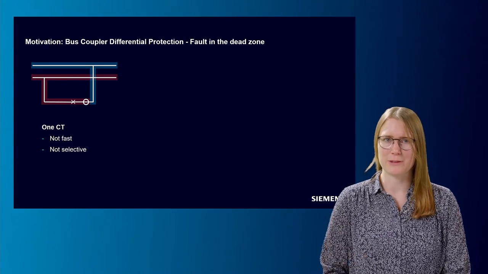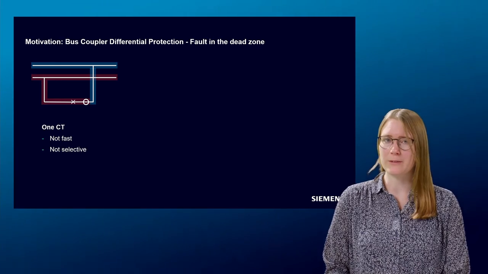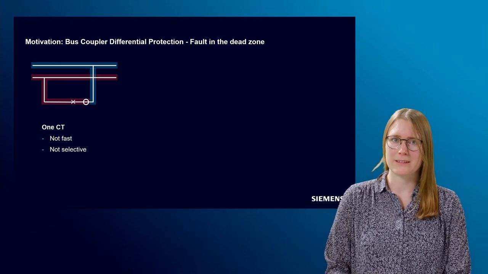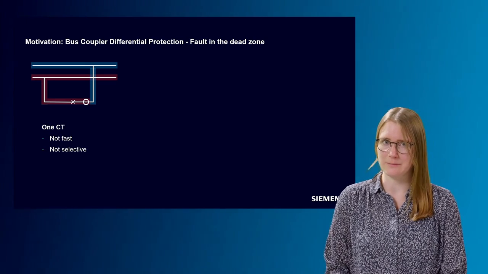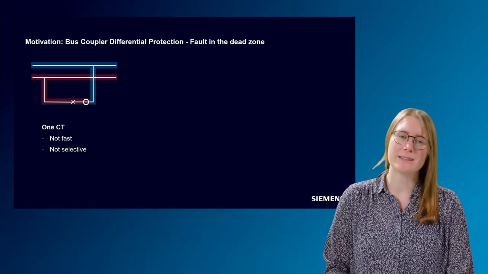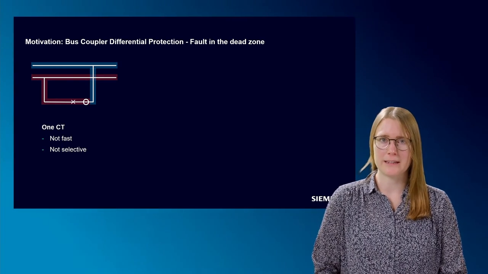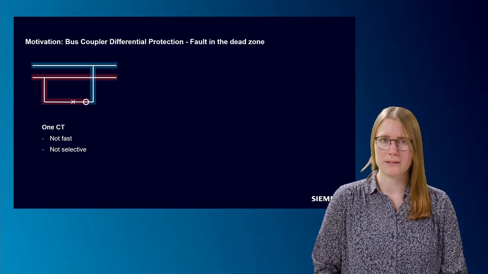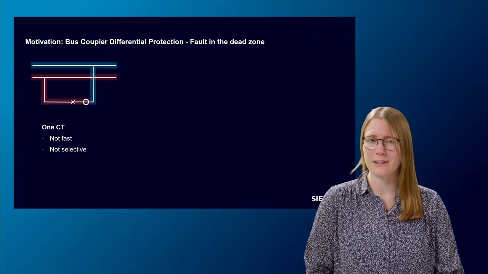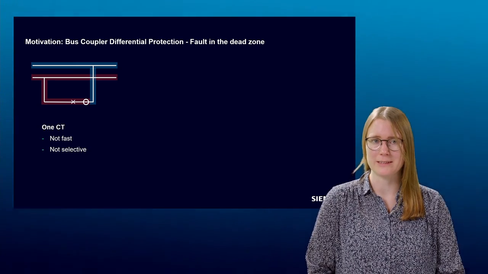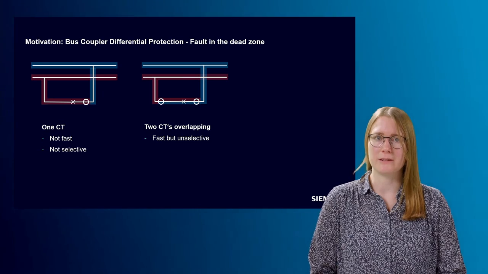This slide gives an overview of the possible solutions for coupler bays with one or two CTs. The scenario we are talking about on this slide is a fault in the dead zone. If you have only one CT, the CT is assigned to both busbars. This setup of a fault between circuit breaker and current transformer is a bit difficult and leads to a long and non-selective fault clearance. With two CTs, you can configure the overlapping mode.